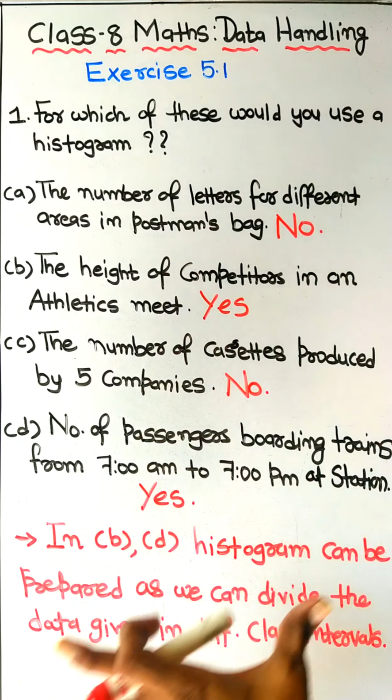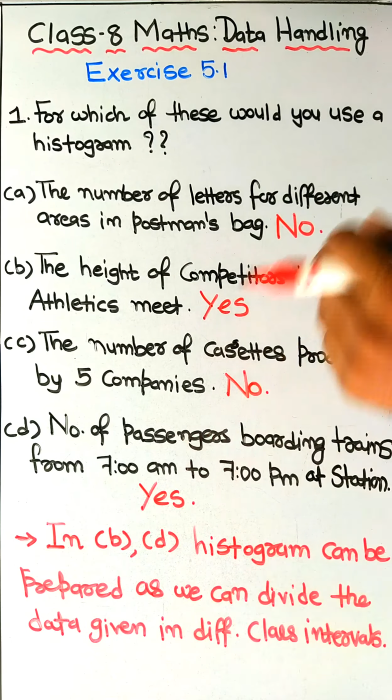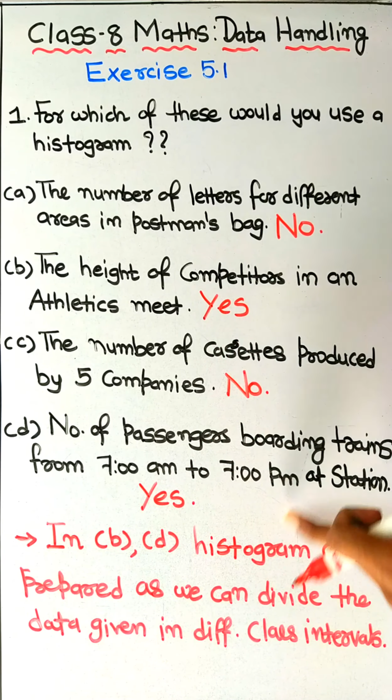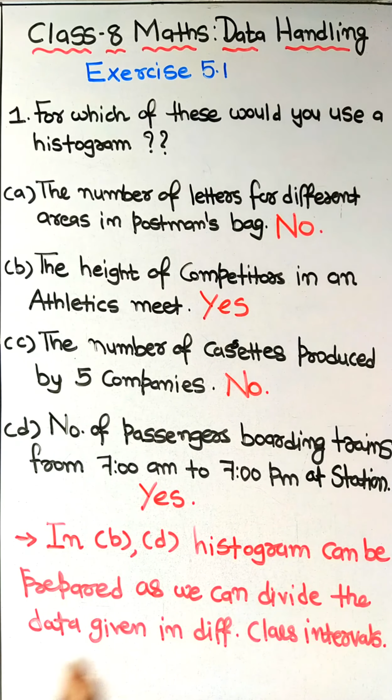So I have written a common answer, but if you want to write an answer for each one, suppose in the exam they have asked any one out of these, so you may use your common sense and write that a histogram can be prepared as we can divide the data, a histogram cannot be prepared as we cannot divide the data into different class intervals. So this is the answer for question number 1.